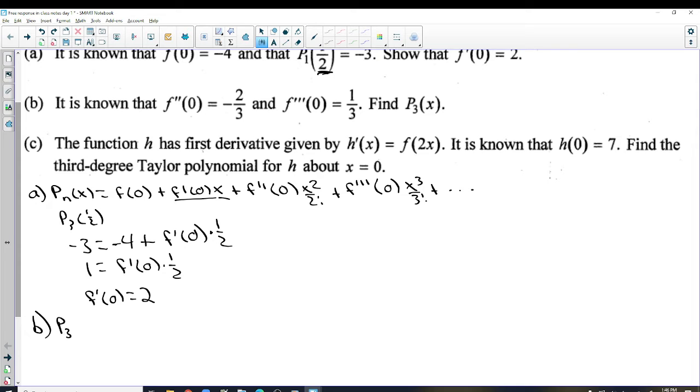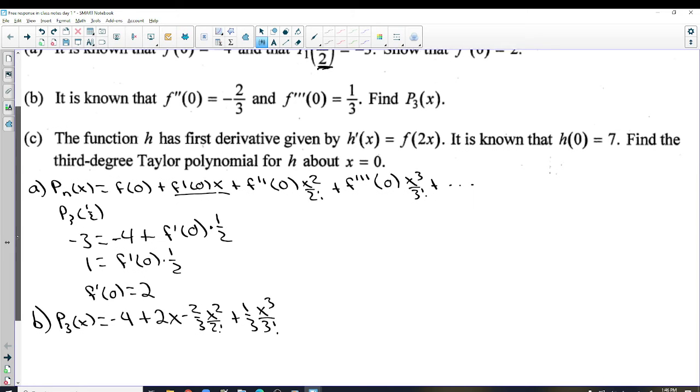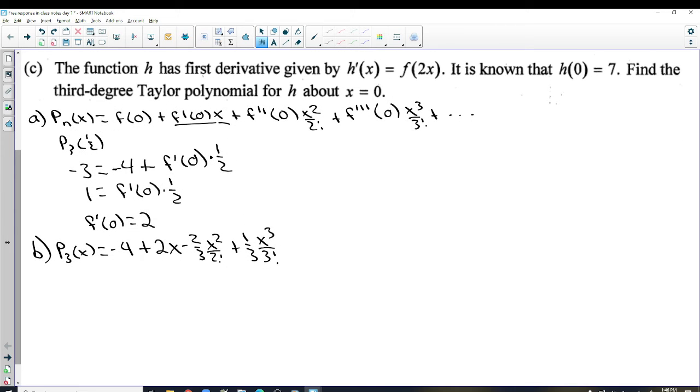So p sub 3 of x, we got negative 4, and we said that our first derivative was 2, and then minus 2/3 x squared over 2 factorial, and then plus 1/3 x to the third over 3 factorial. So there's the polynomial. All right, the function h has first derivative given by h prime of x is f of 2x. It is known that h of 0 is 7. Find the third degree Taylor polynomial for h about x equals 0.